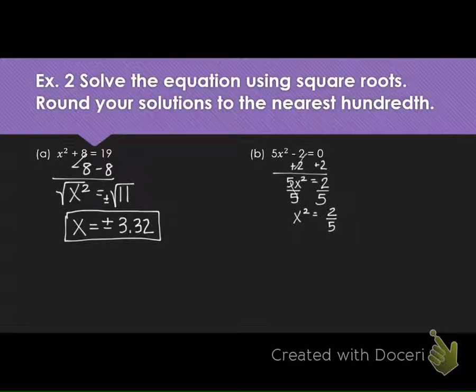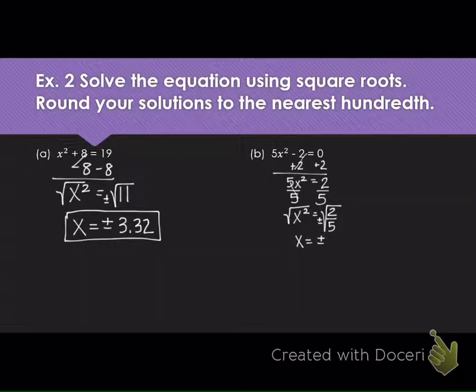How do I get rid of the x squared? Take the square root. Good. I'm going to square root both sides. I put the radical in. What else has to go in? Positive, negative. What is the square root of x squared? And it equals positive or negative.